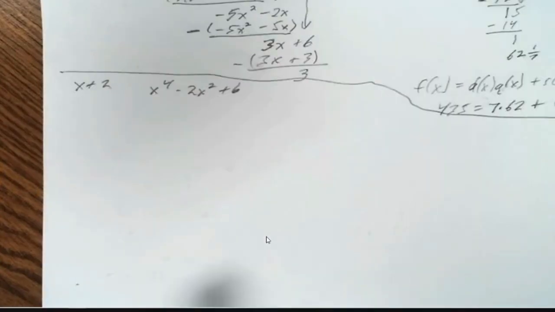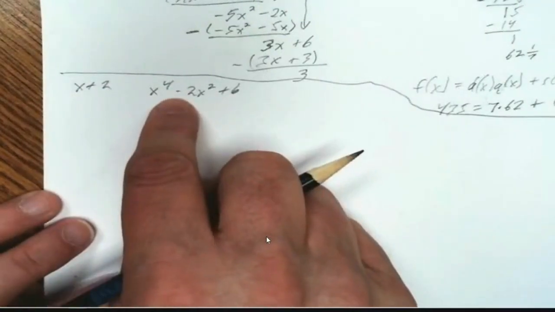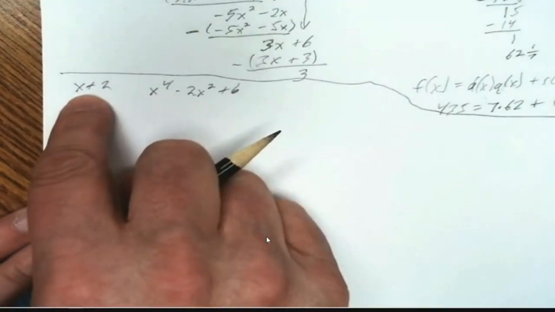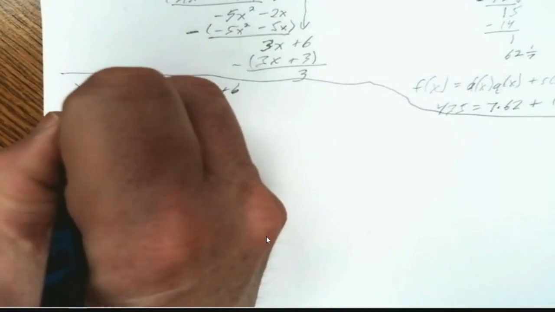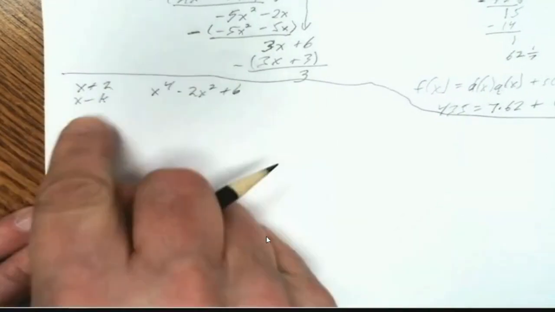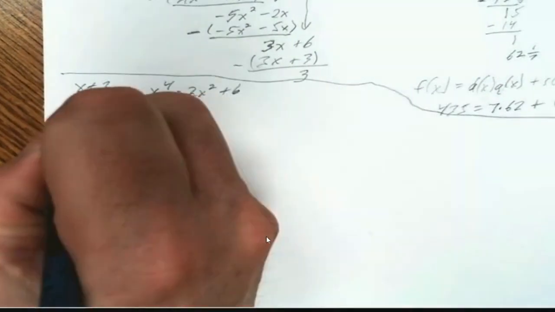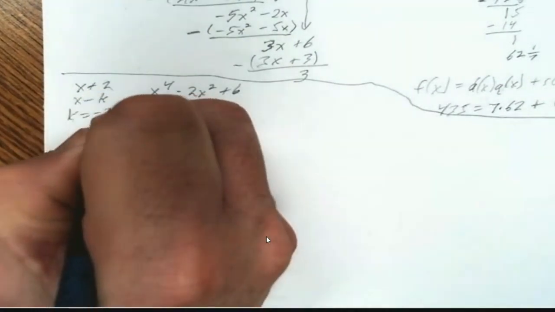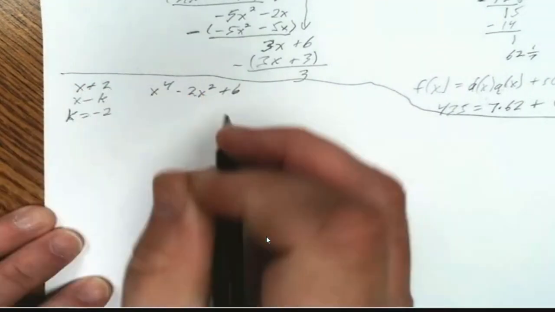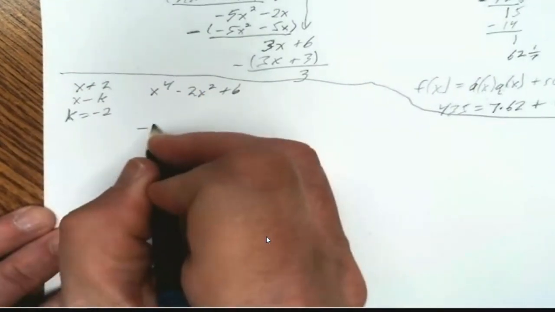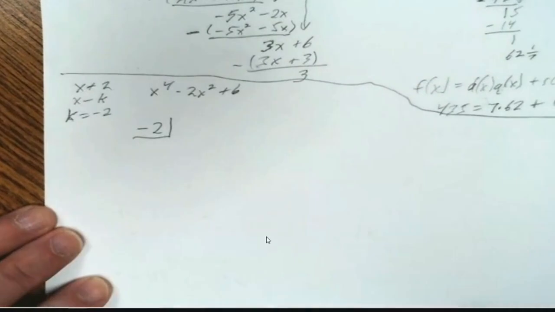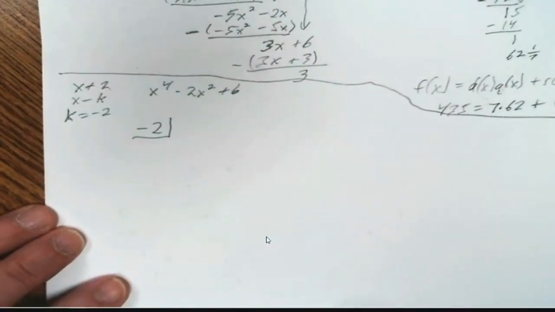So if we're going to divide this into that using synthetic division, first we have to know this is x minus k, and we're dividing by k. Well, if it's minus k and we got x plus 2, k equals negative 2. So that's what we're dividing by. Negative 2 is what we're dividing by with synthetic division. And we're divided into this.